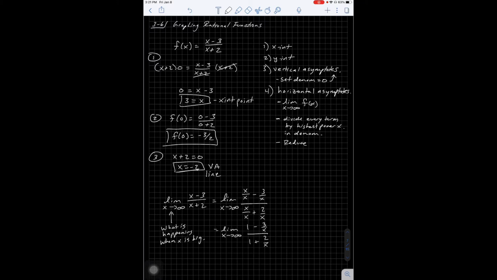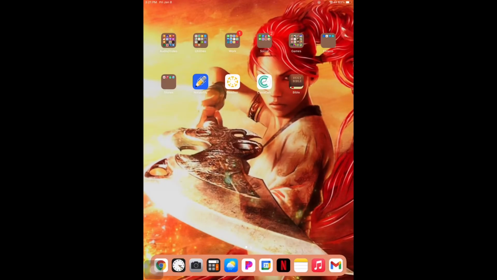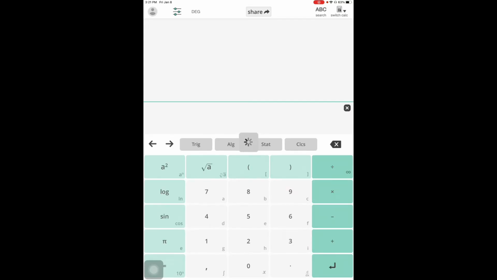Now let's talk about what happens when x gets really big. I want you to pull out your calculator, and I want you to calculate 3 over a really big number. You know, just plug in a bunch of zeros, okay? So let's do that really quick. 3 divided by a really big number. What happens? Look at our answer.